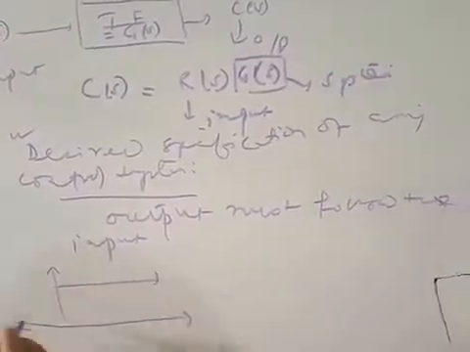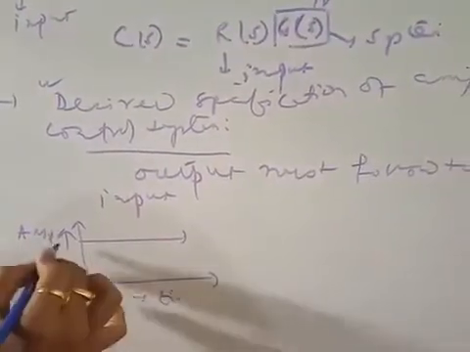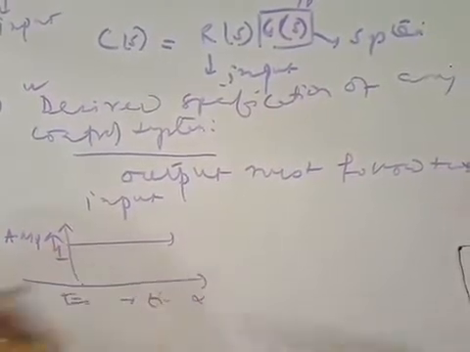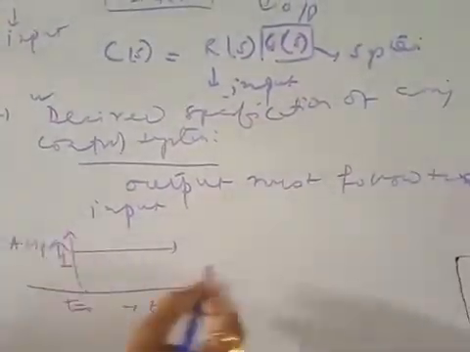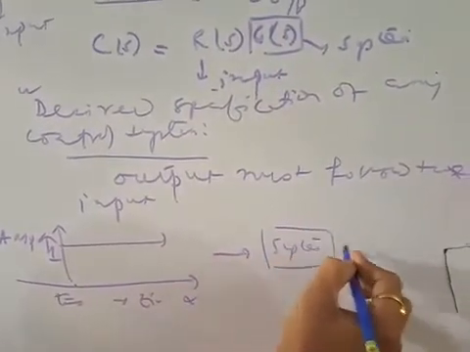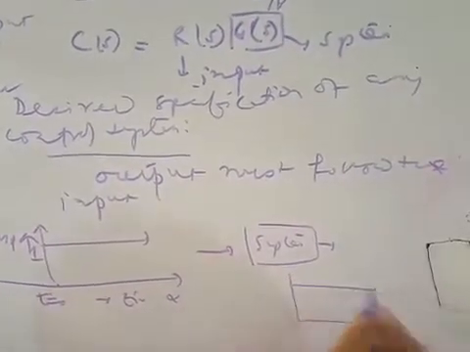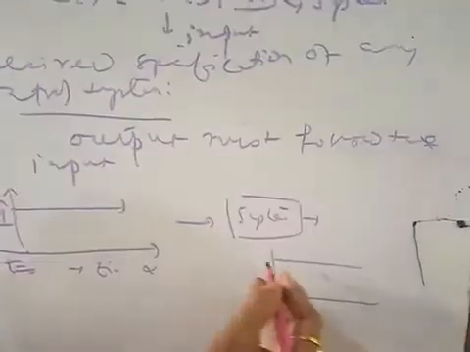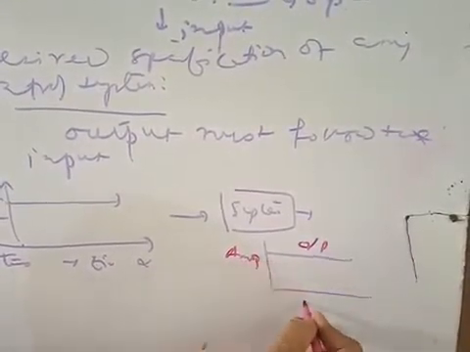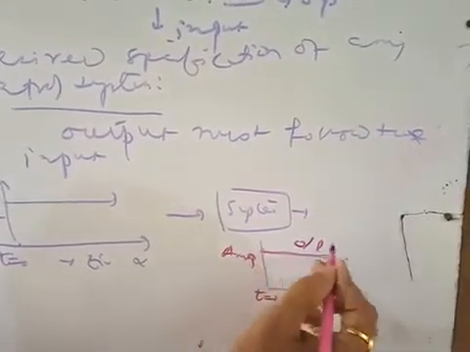this is your unit step signal, this is your amplitude, and this is your time. So for every value starting from 0 to infinity, you will be having 1. If this kind of input is applied to any system, then according to your desired specification, output should be like this. This is amplitude and this is time, so at t equal to 0, this should be your output.